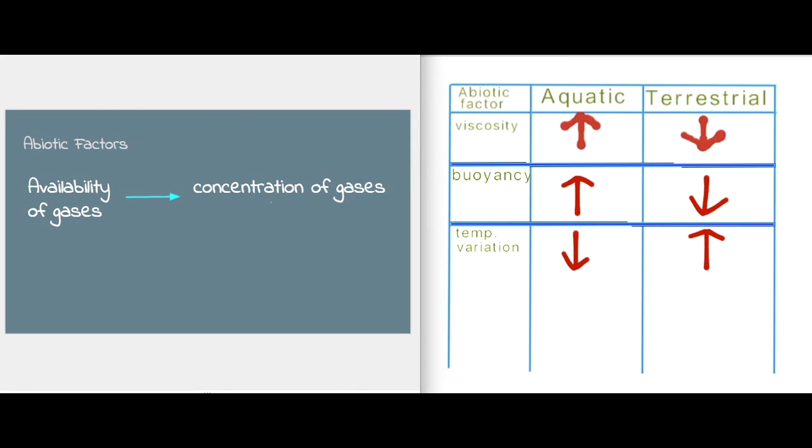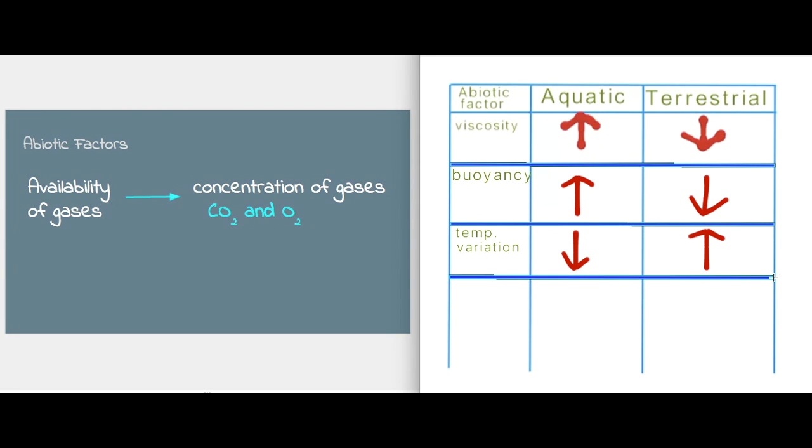Availability of gases refers to the concentration of gases, such as carbon dioxide and oxygen. Now, these gases are found in the atmosphere and in water. Organisms use oxygen for respiration, which is the process by which cells release energy. Carbon dioxide is needed for photosynthesis, where plants convert light energy into chemical energy called glucose, which fuels their activities.